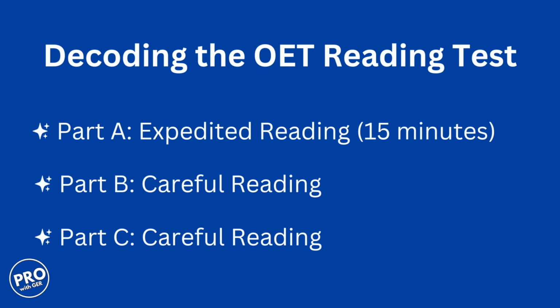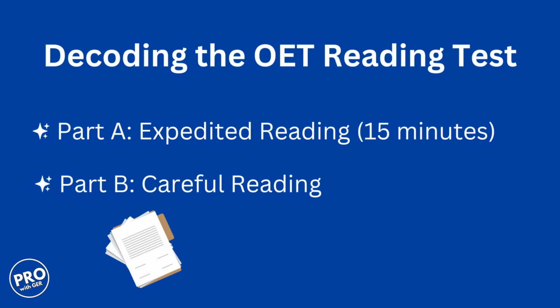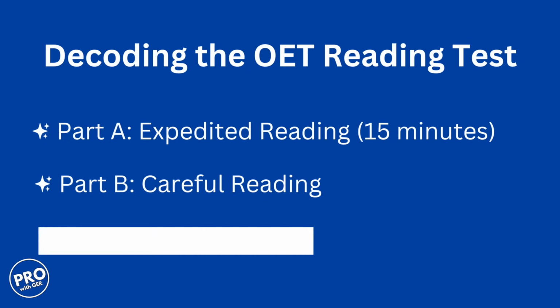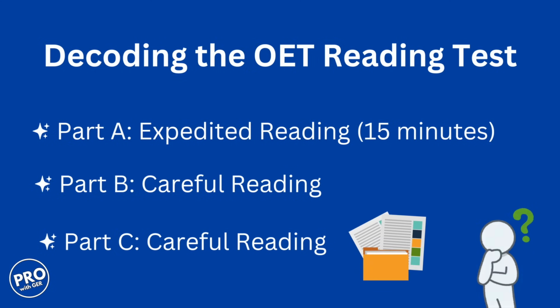For parts B and C, you'll have a combined 45 minutes. In Part B, you'll encounter 6 short texts, around 100 to 150 words each, taken from workplace contexts. For each text, you'll answer one multiple-choice question focusing on the main idea, the purpose, or the writer's opinion. Finally, Part C consists of 2 longer texts, each followed by multiple-choice questions that delve deeper into the writer's opinions, attitudes, and the finer details.